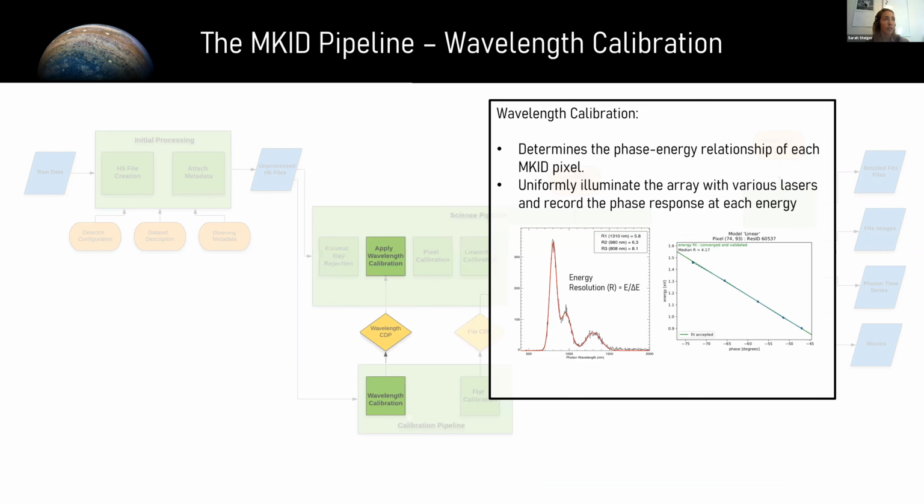Next is the wavelength calibration, which is arguably one of the most important steps of our pipeline. This is how we take that phase information from the MKID pixel and turn it into an energy for each photon. We do this by illuminating the array with monochromatic laser light. We usually do about 5 lasers. Then we measure the phase response for each pixel and determine this linear fit over here on the right. This allows us to find a mapping between phase and energy for each individual pixel in the MKID array.